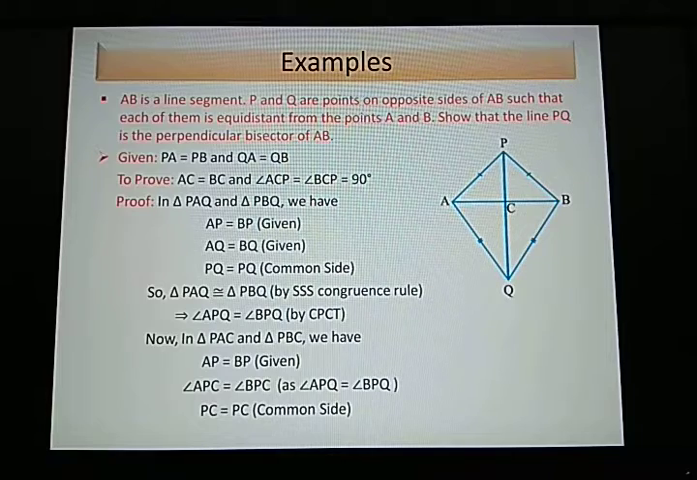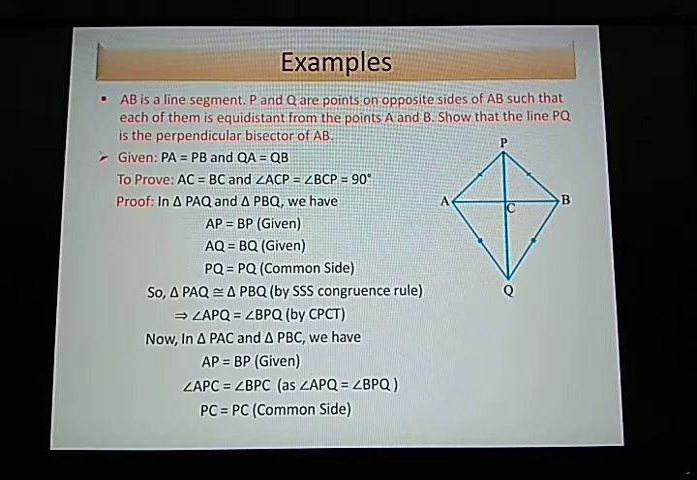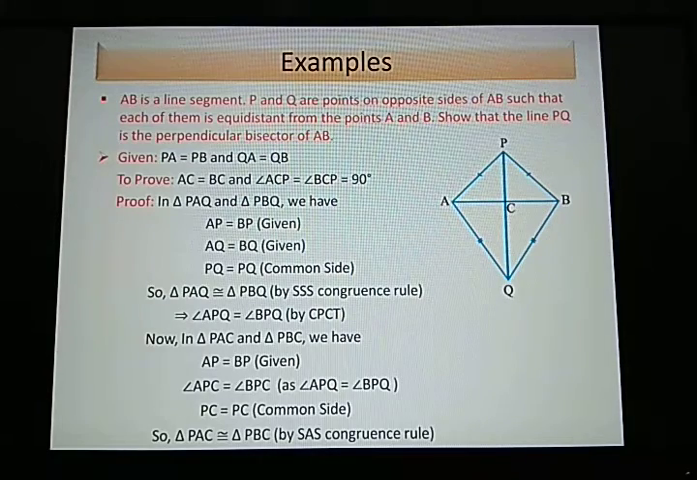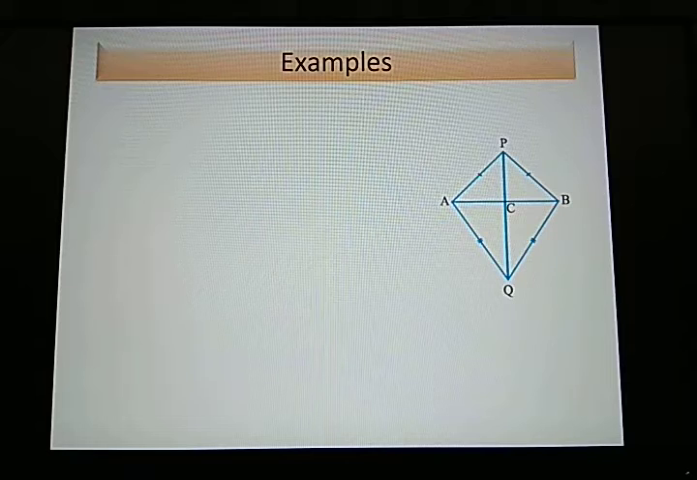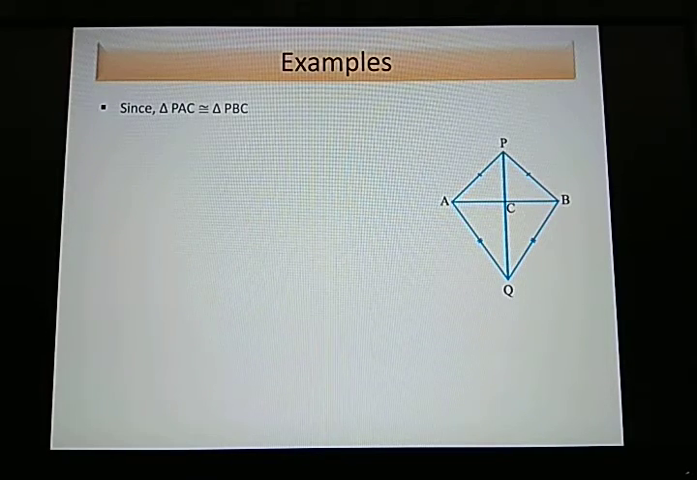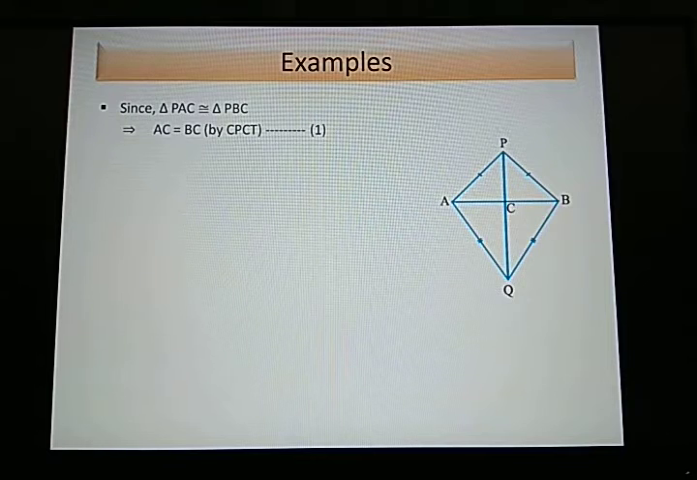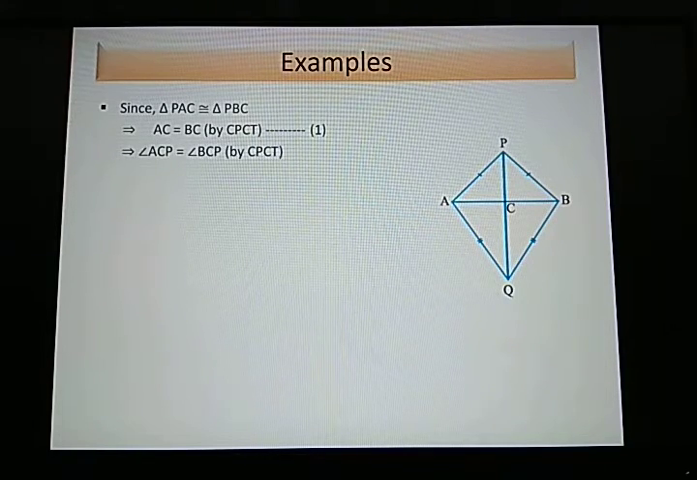Now, PC and PC, that is common. So both the triangles PAC and PBC are congruent by the SSS congruence rule. Now from here, what can we infer? Since triangle PAC is congruent to triangle PBC, AC will be equal to BC. So this has proved our first part. We'll mark it as equation 1. Next, another thing we can infer here is that angle ACP is equal to angle BCP.